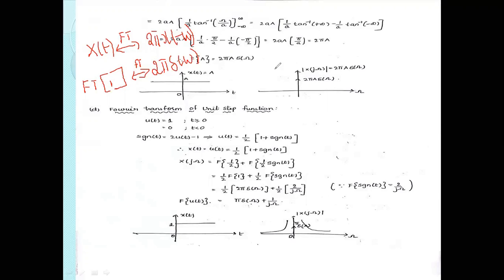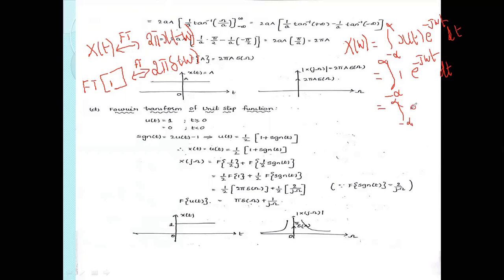Now, by using the duality property, the Fourier transformation of 1, according to the definition, X of omega is equal to the integral from minus infinity to infinity of x of t e power minus j omega t dt. For the Fourier transformation of 1, x of t is equal to 1, so it is the integral from minus infinity to infinity of e power minus j omega t dt.